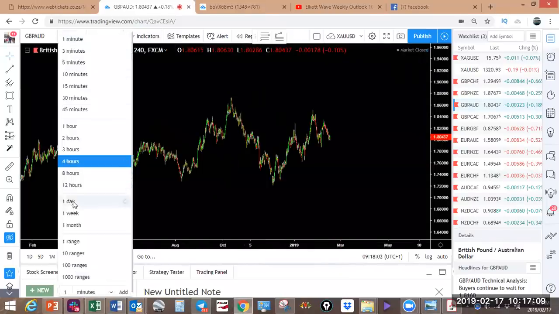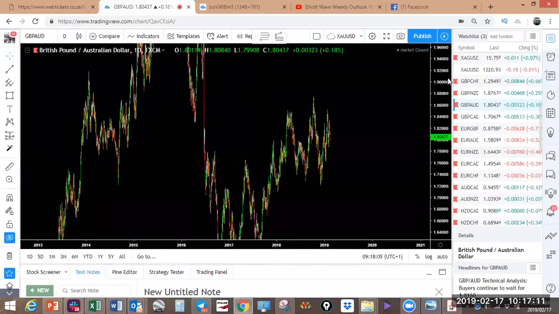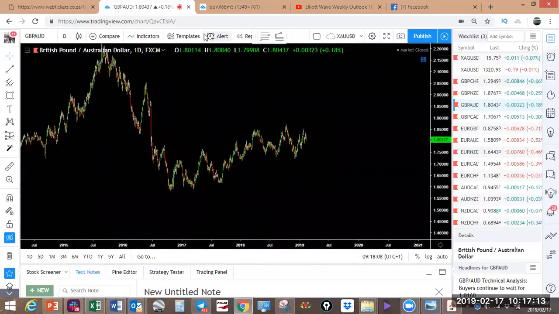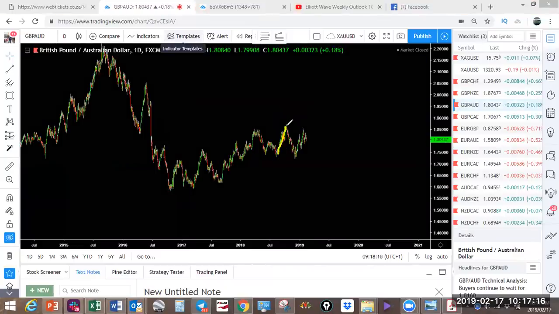Let's go to the daily. I've shown this one for over a year. This corrective structure has been building for over a year. So this is why you would get a drop at the end of this, because that will be the last structure to the downside.